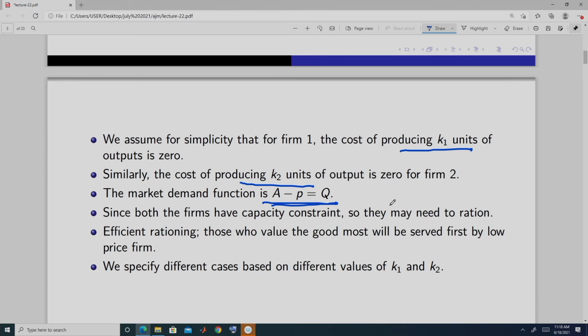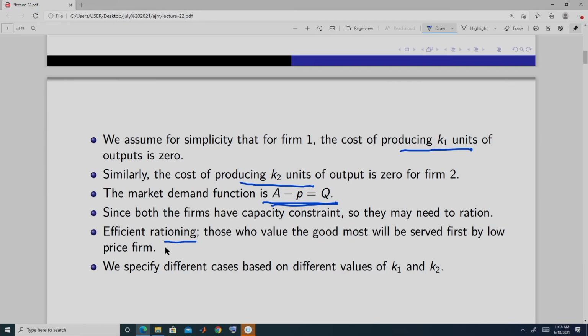Now, who among the buyers, the demanders, the consumers, is going to forego this amount? That is the rationing. The firm uses a method to ration. Suppose each individual demands 1 unit and there are 10 individuals who demand 1 unit, and firm 1 can produce 5 units and firm 2 can produce 3 units. So, 2 persons cannot be supplied. Who are going to be these 2 persons? In this model we use efficient rationing.